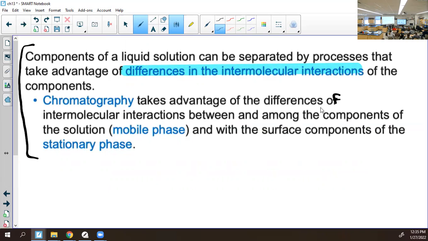Intermolecular interactions between and among the components of the solution, that's the mobile phase, with the surface components of the stationary phase. It is important to define these two things right here, the mobile phase and the stationary phase.